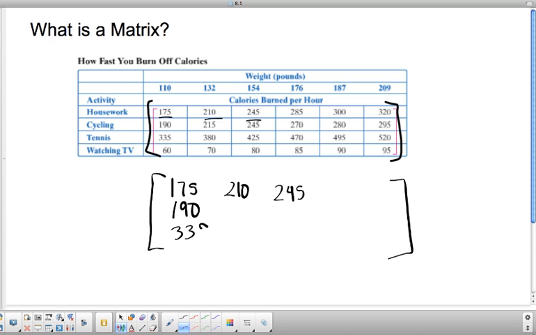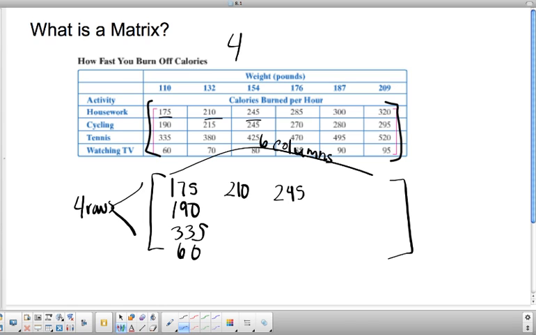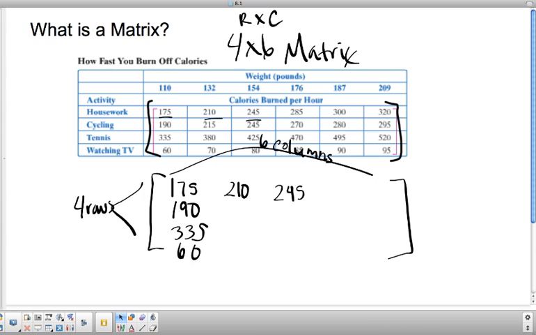And there are 4 rows. And there are 6 columns. So this matrix would be a 4 by 6 matrix. We do rows, then columns. Always rows by columns. So that's a very basic definition of a matrix. So we use it to organize data.